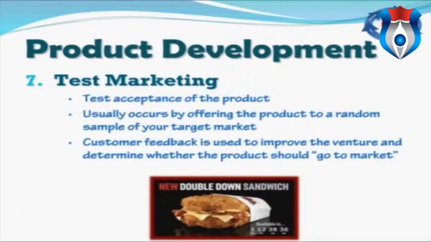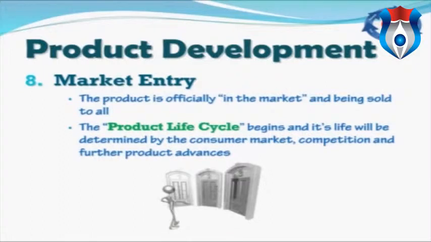And so once you've addressed your 4 Ps, you've continuously revisited the feasibility analysis, and you've continuously addressed the product design, it's now time to go to test marketing. You need to test the acceptance of the product. Do consumers like it? Will they accept it? Might they buy it down the road? This occurs by offering the product to a random sample of your target market. This is something that we look back at in marketing research. The consumer feedback in these test markets will improve your venture, improve your product, and determine whether the product should officially go to market. And if the test marketing is successful, it now moves on to market entry.